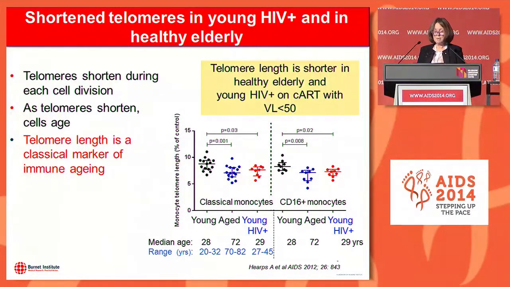Short telomeres mean the cell has aged, and this is the best evidence that we have for innate immune senescence. And what we see is that monocyte telomere length is shorter in HIV-infected individuals of a young age, 29 years here. Very similar monocyte telomere length to what you see in black in young uninfected individuals. And in fact, similar in HIV to what we see in elderly uninfected individuals with a median age of 72.